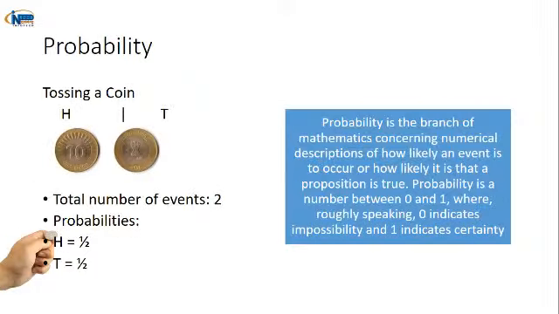Then we have probabilistic learning. Probabilistic learning works on the concept of probability. I'm not going to get into the details of probability much. In this slide you can see that in this example we have a total of two events. Either it will be head or it will be tail. The probability of getting head is 1 by 2, and the probability of getting tail is 1 by 2. So both have equal probabilities here.